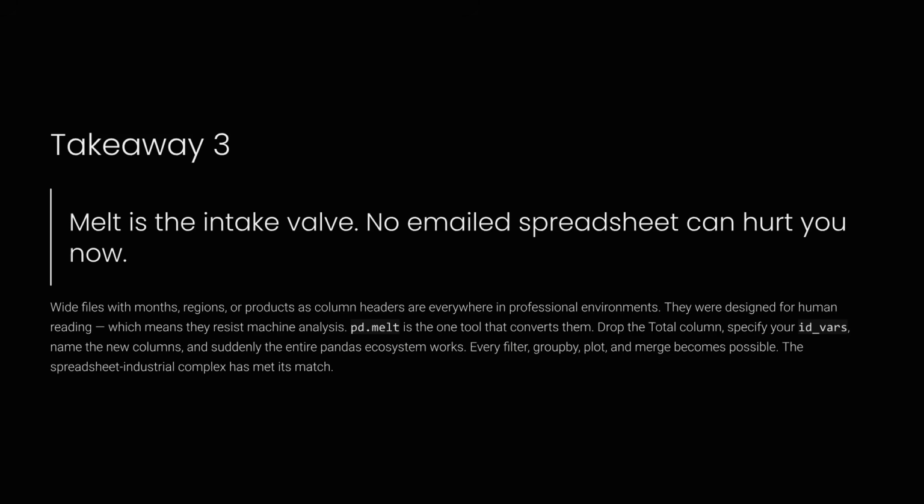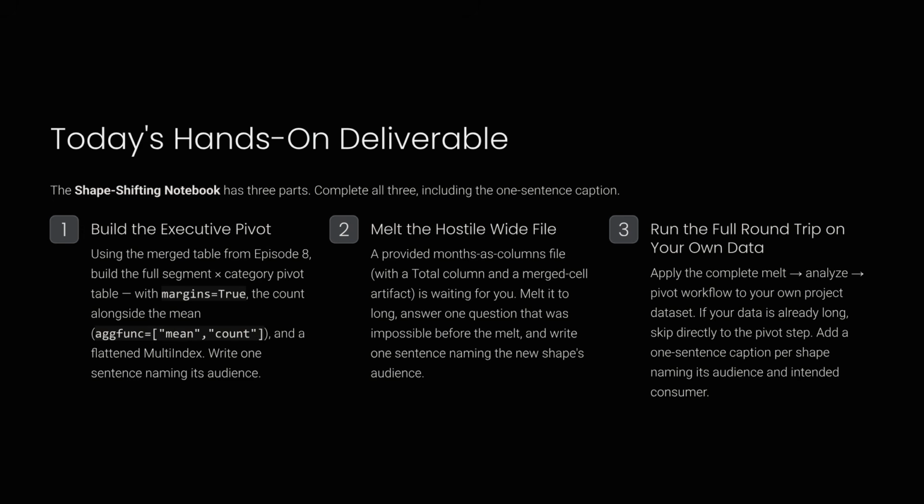Third, the melt function is your intake valve. It allows you to convert messy, wide spreadsheets into clean, analyzable long data, neutralizing even the most difficult file structures. For your deliverable, complete the 3-part shape-shifting notebook, build an executive pivot, melt a hostile file, and perform a full round trip on your own project data.